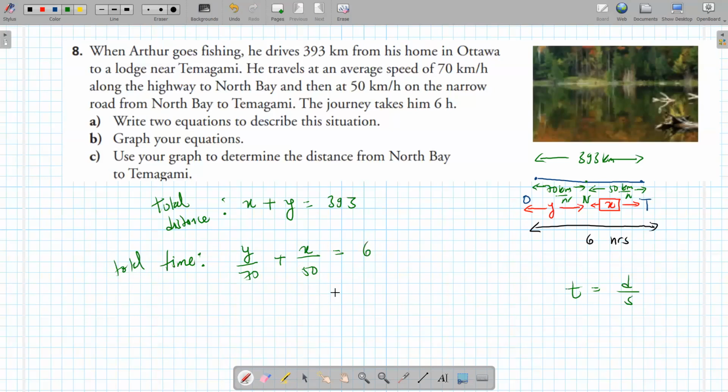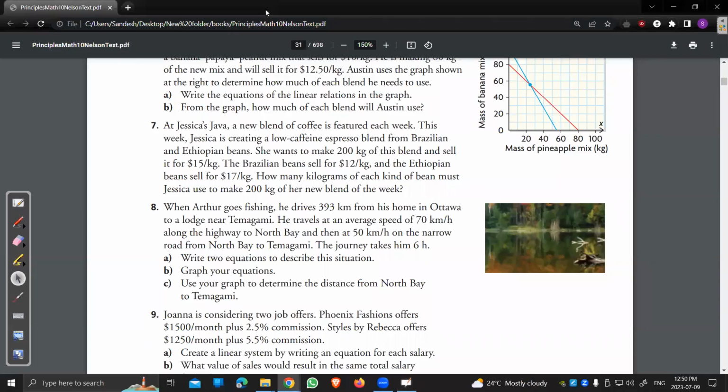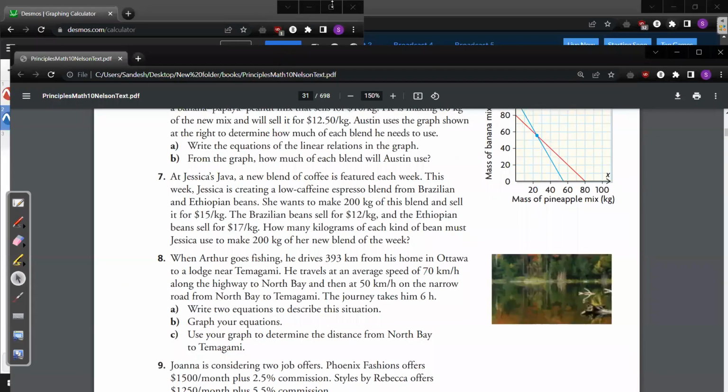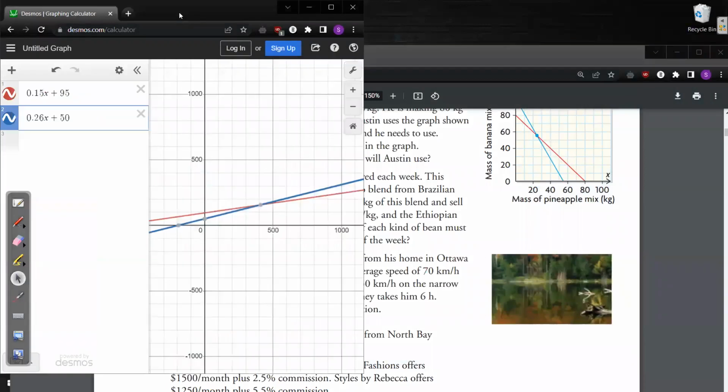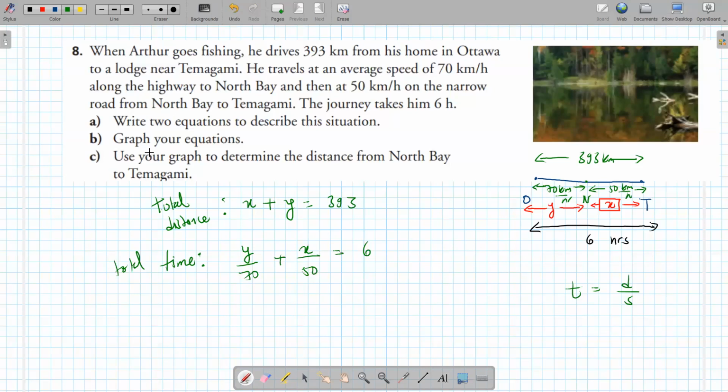Step 1, I'm going to show you how to do this on a graphing calculator. Why graphing calculator, not by hand? Because that number there is not very nice. The 393 there is going to throw people off. So I'm going to plug these two equations in here: x plus y is 393, and y over 70 plus x over 50 equals 6.